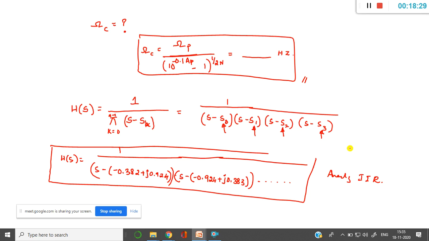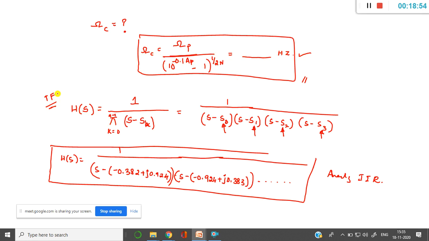Omega c is nothing but my radius. How do you calculate the radius? The radius is nothing but the angular frequency. In one of the derivations, we derived the value for omega c also, that is omega p divided by (10 to the power of 0.1 ap minus 1) whole to the power of 1 by 2n. Apply this and you will get the omega c value in terms of hertz.